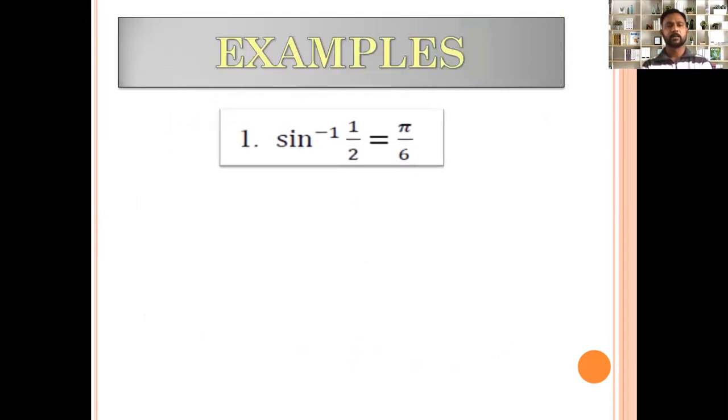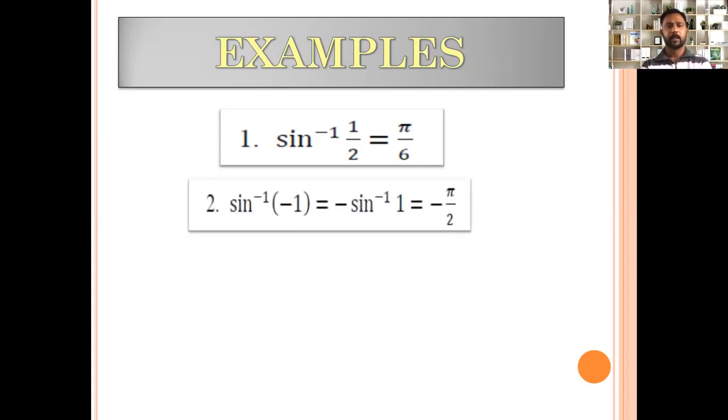See, sine inverse of half. You think that an inverse trigonometric function with a real value results in an angle. Sine inverse 1 by 2. How will you think? For the value 1 by 2, what is the corresponding angle for sine? We know sine pi by 6 is 1 by 2. Therefore, sine inverse 1 by 2 is pi by 6, 30 degrees.